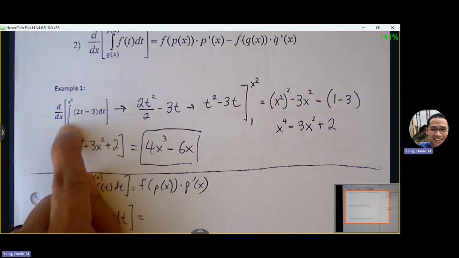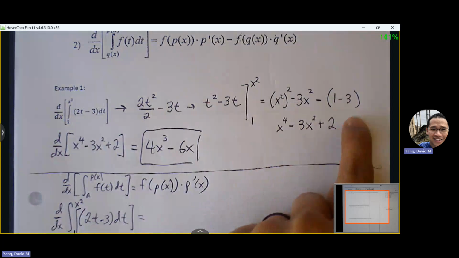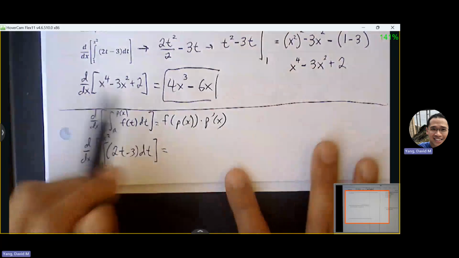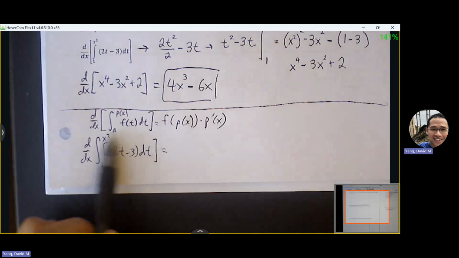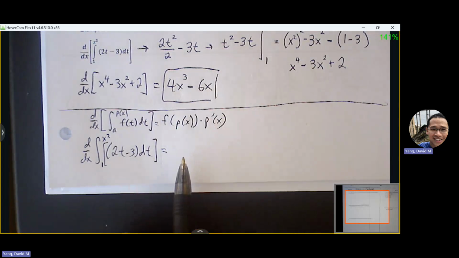This lower bound, at the end of the process, will just go to 0, because whatever number gets plugged in will create a constant, and that constant is going to get pushed to 0 by the derivative. So we're going to apply the second theorem for this problem that we just did the long way and see if we get the same answer.